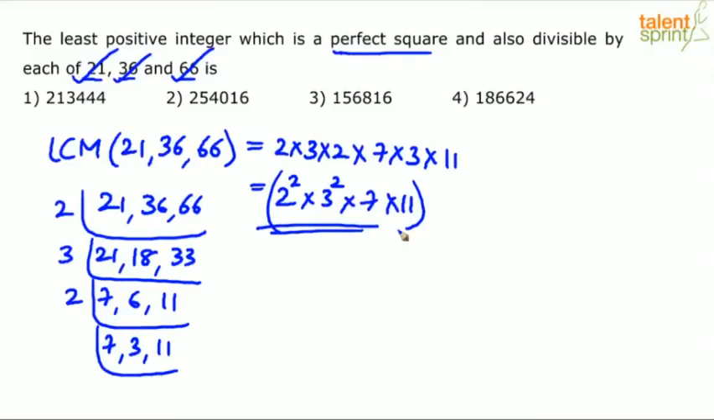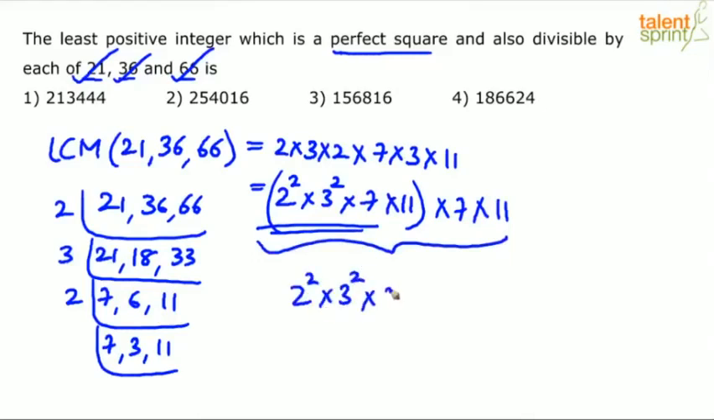How will this become a perfect square? If I multiply this by 7, 7 into 7 becomes 7 squared, and also 11. So what happens? This will result in 2 squared into 3 squared into 7 squared into 11 squared. So this is a perfect square definitely. Yes or no? 2 squared into 3 squared into 7 squared into 11 squared is a perfect square. It can be taken as 2 into 3 into 7 into 11 whole squared. So that perfect square problem is solved. Now you may ask me a question: is this new number divisible by these three values? Yes, of course.